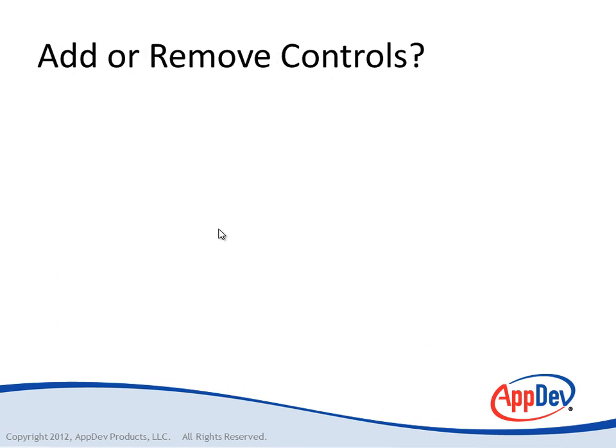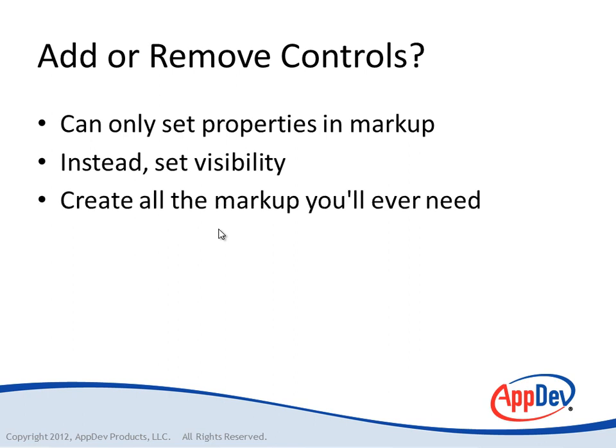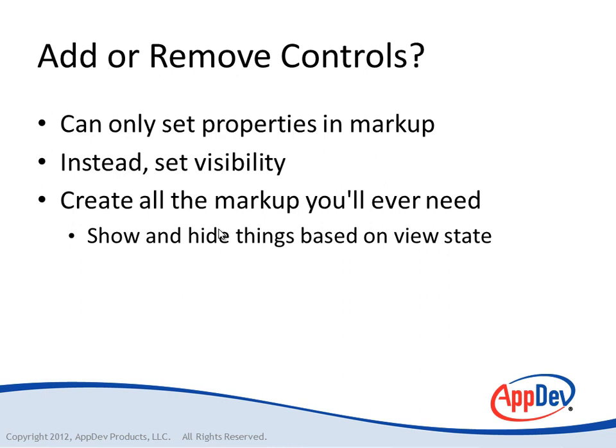Like I mentioned, you can't add or remove controls. You can only set properties in the markup. Instead, you could set the visibility. That's a property. You'll need to create all the markup you'll ever need and then show and hide things based on the view state. And if this just seems too clunky for you, you can always write code to create the controls at the time of the view state change. If you want to do it all declaratively, you just have to follow these rules. Let's look at an example that modifies our Hello World application to take into account different view states.